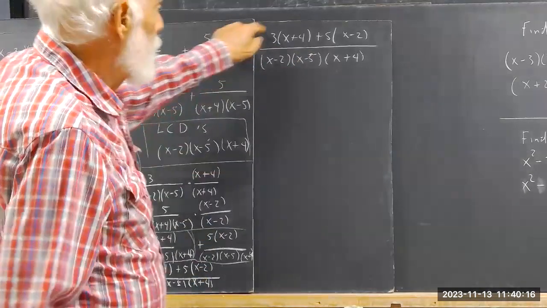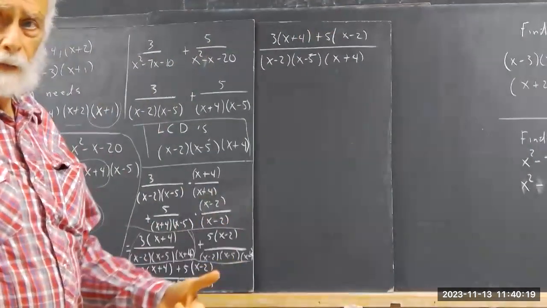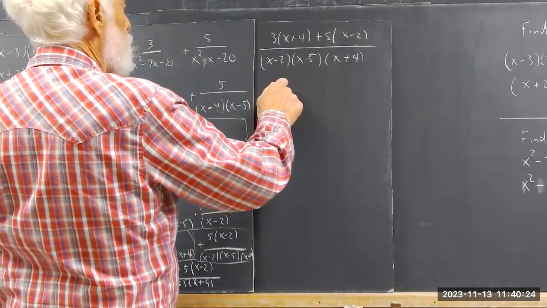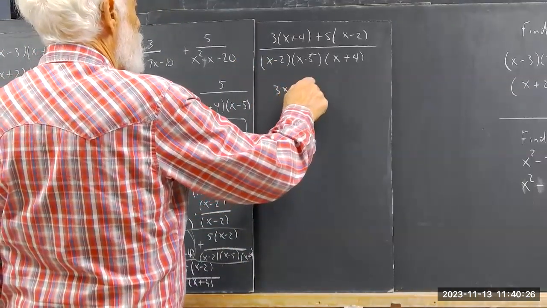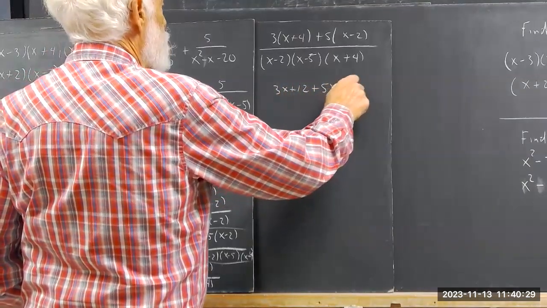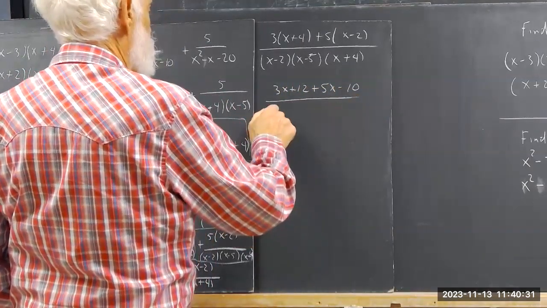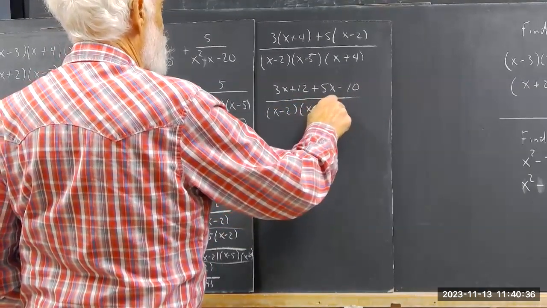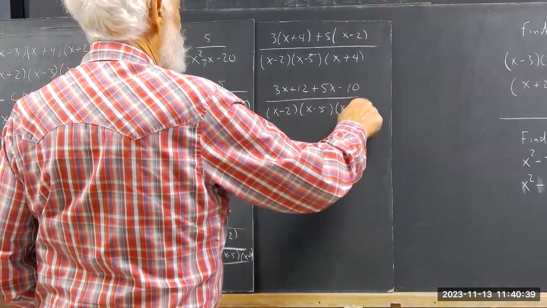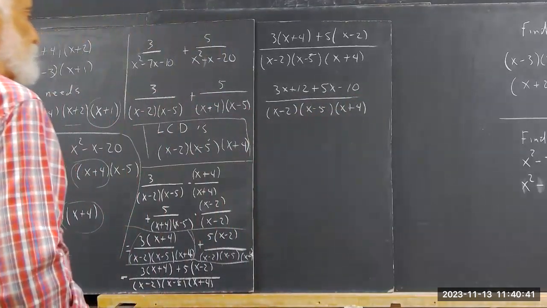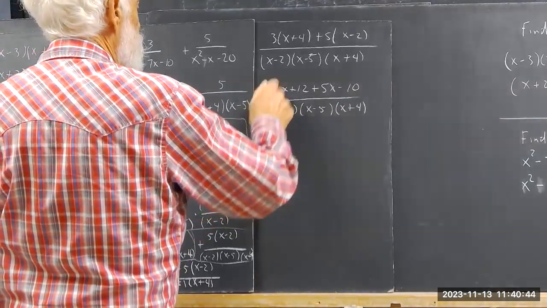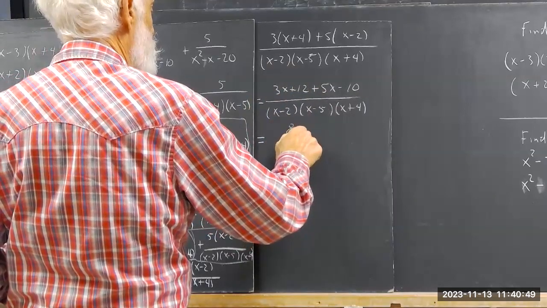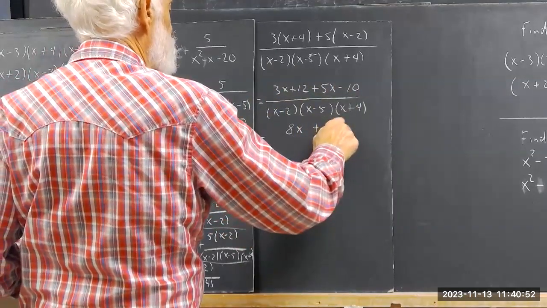We continue then by simplifying, because we want to simplify this thing completely. We want to simplify the numerator, so we use the distributive law. So we get 3x plus 12 plus 5x minus 10, all divided by our denominator, x minus 2 times x minus 5 times x plus 4. So that's equal to this. And that's then equal to 3x and 5x is 8x, 12 and negative 10 is 2.